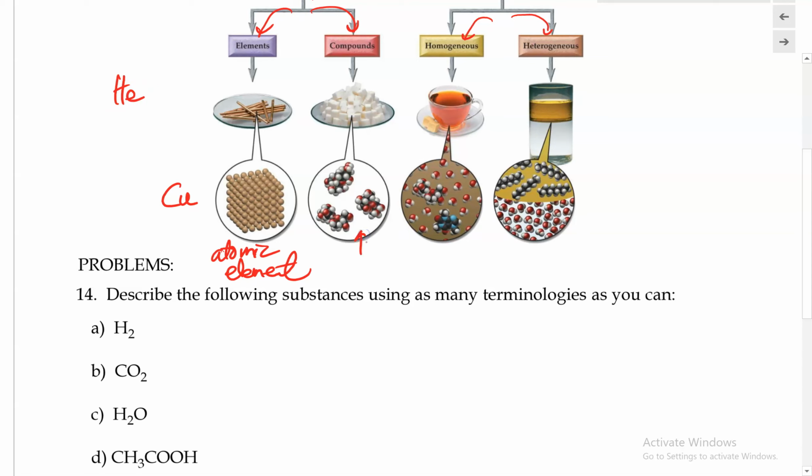Versus this can also be described with the word molecular compound. And the word molecular implies that the atoms are bonded together. So there is a line representing a bond that connected all of these atoms together.